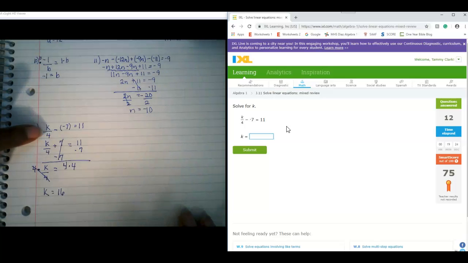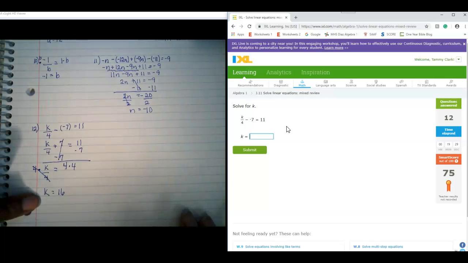Let's see if that makes sense. 16 divided by 4 is 4. 4 plus 7 is indeed 11. So that would be 16.